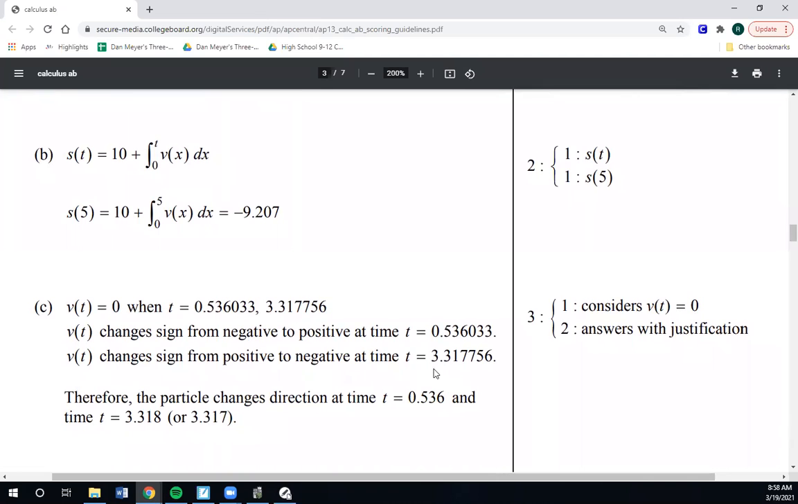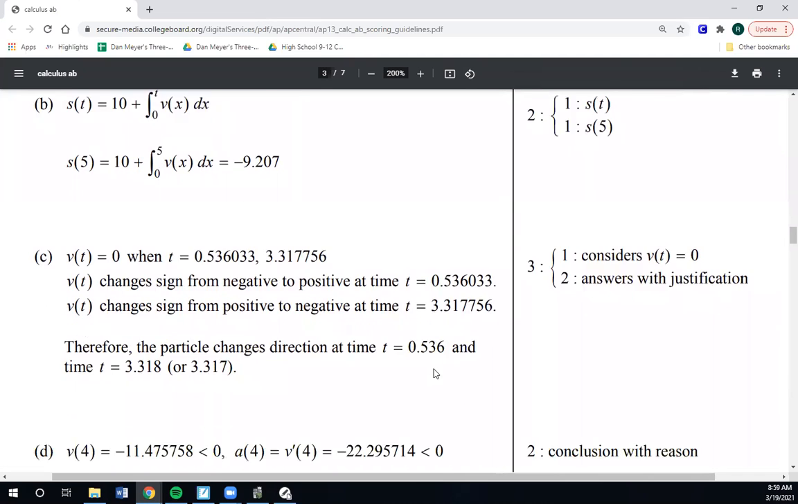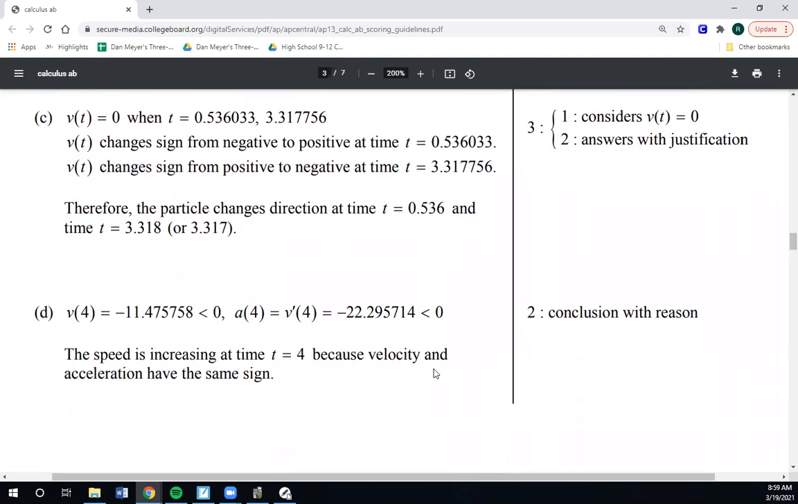A point for recognizing we want to know where v of t is 0. And then 2 points for each point with the explanations that one's changing from negative to positive, one's changing from positive to negative. And then finally for part D, you should have gotten that the particle was speeding up. Speed was increasing because velocity and acceleration were both negative. So the particle was traveling to the left, and it was also being pushed to the left. So those were the coordinates on the calculator.